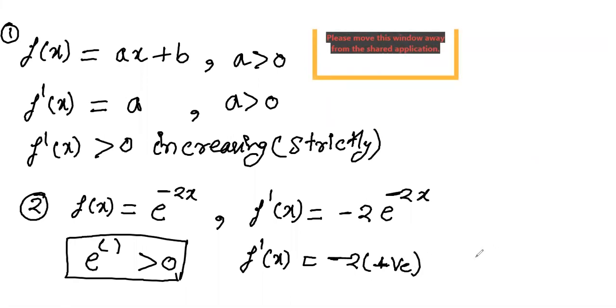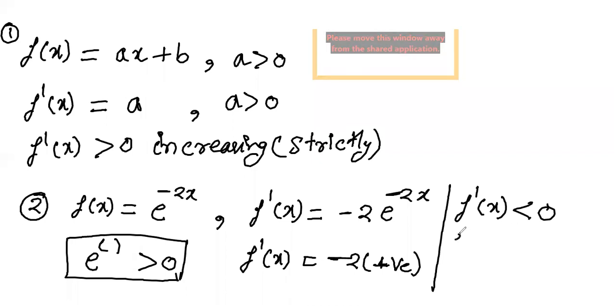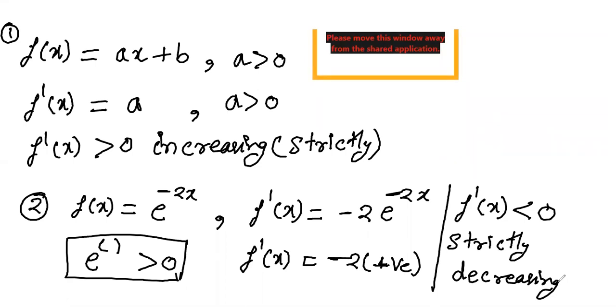Ankit, is it clear? Yes, sir. Very good. So f dash x is less than 0. Which function does it mean? It is decreasing, and there is no equal to 0. So it is strictly decreasing. Okay, next.